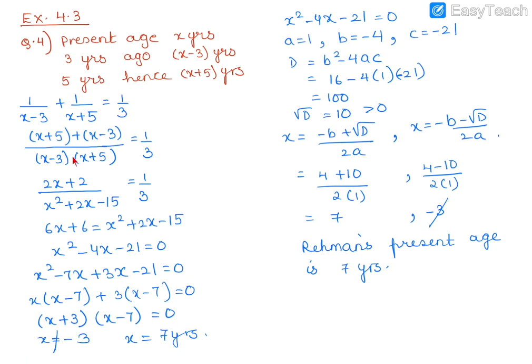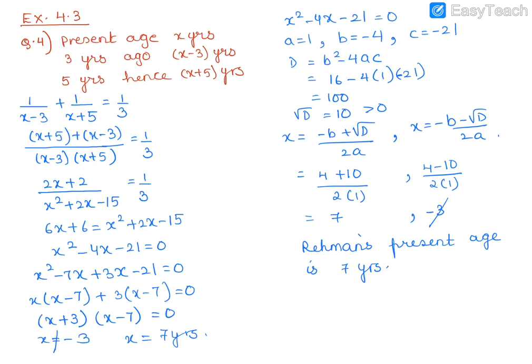So I take the LCM over here. This gets cross multiplied, and this will give you a 2x plus 2, and we cross multiply this, getting a quadratic equation. Now it would have been very easy for you to split up the middle term and get your answer. You know age cannot be negative. So Rahman's present age is 7 years.